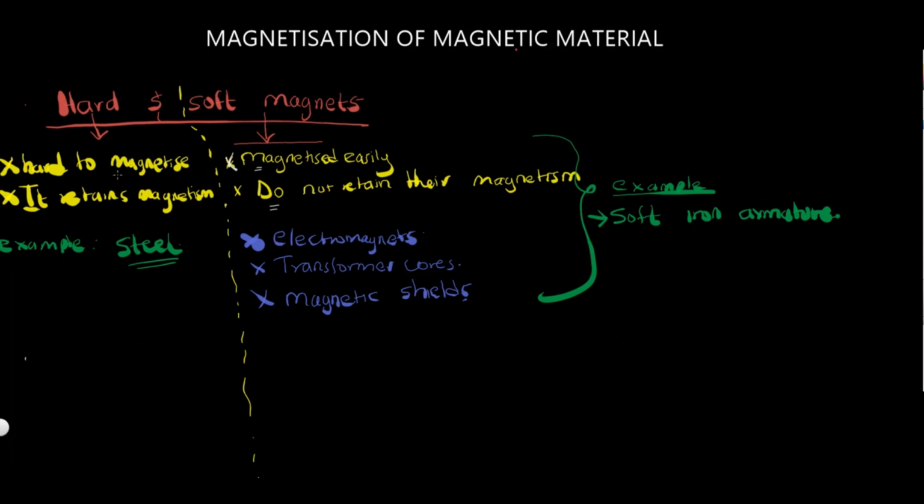So that is the main difference between hard magnets and soft magnets. Hard magnetic materials are hard to magnetize, but they retain their magnetism once magnetized. Soft magnetic materials are easily magnetized, and at the same time they do not retain their magnetism. So that is all about hard and soft magnets.